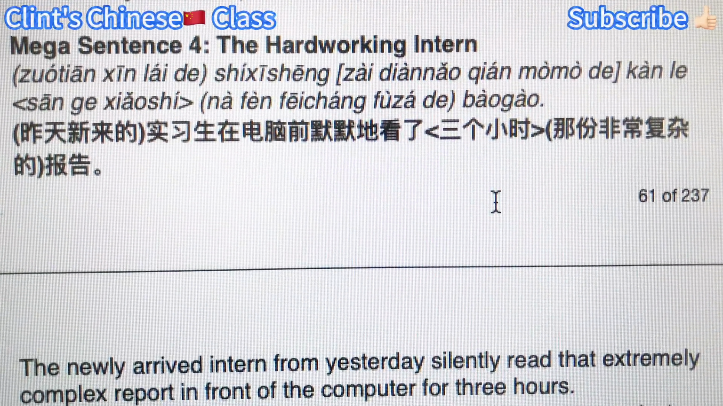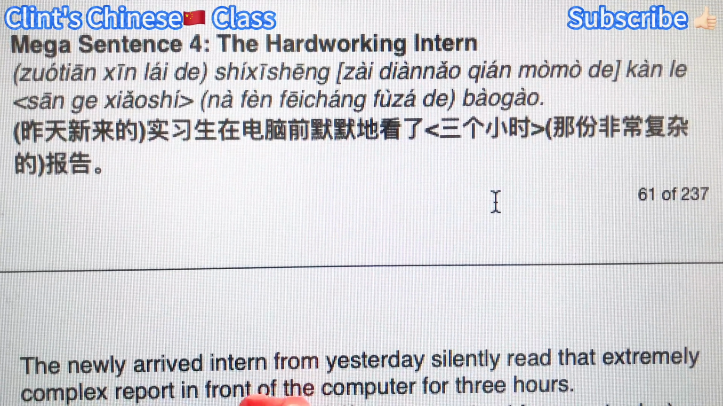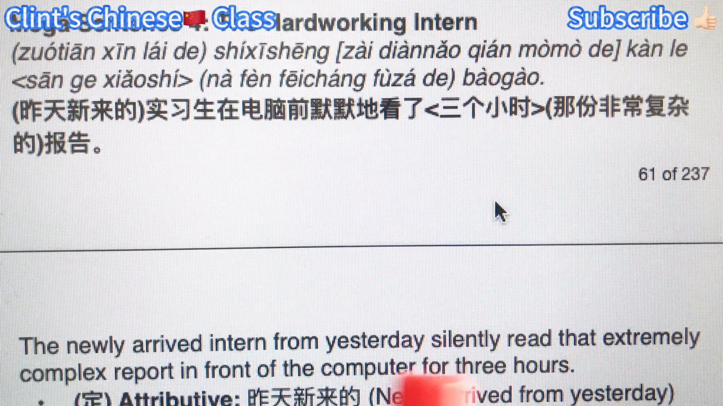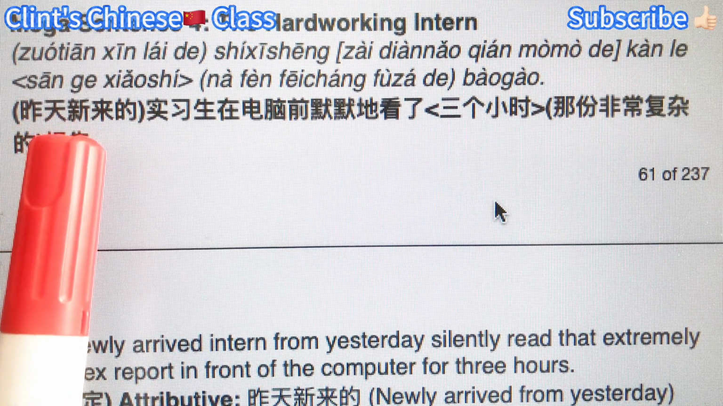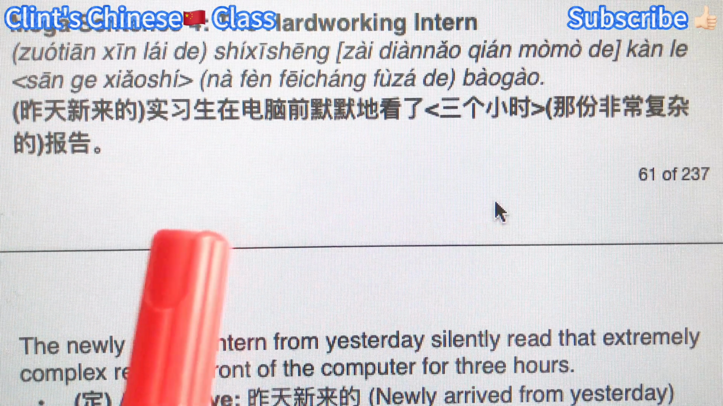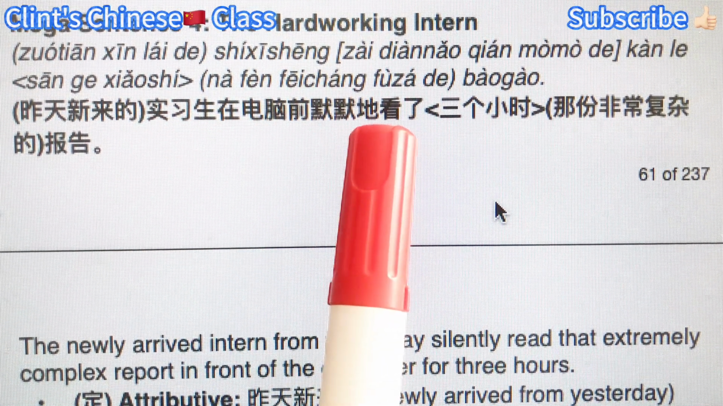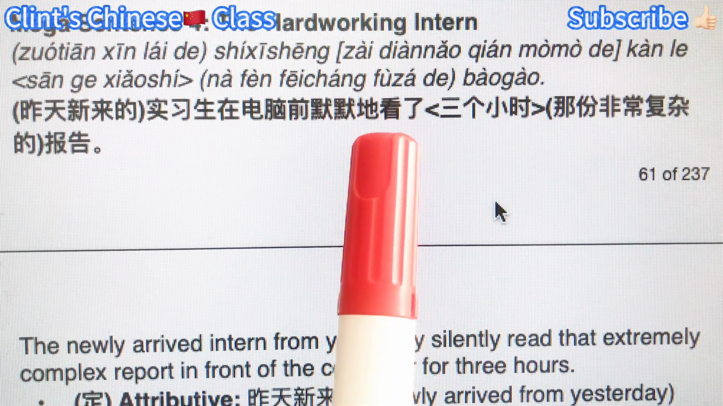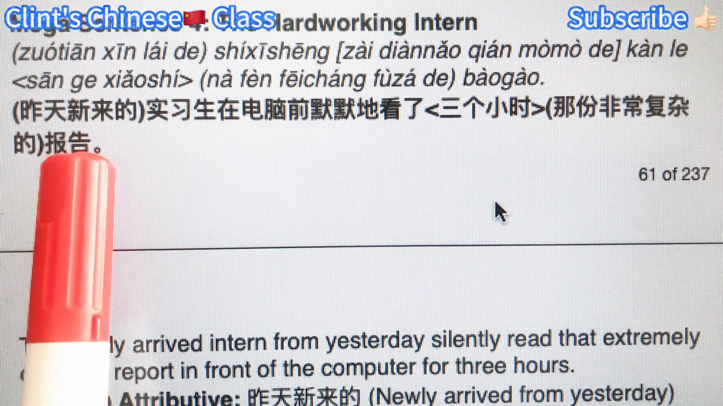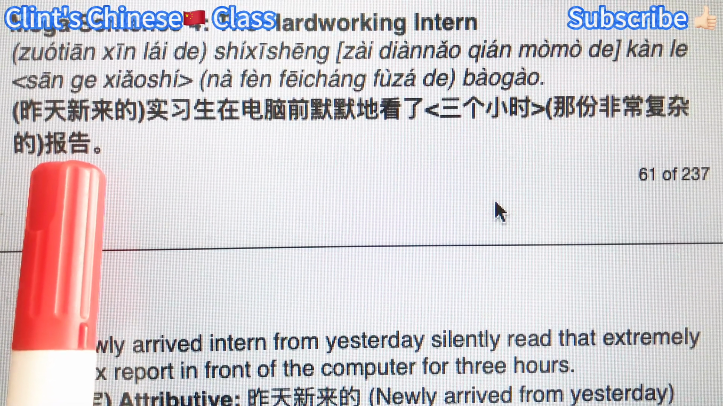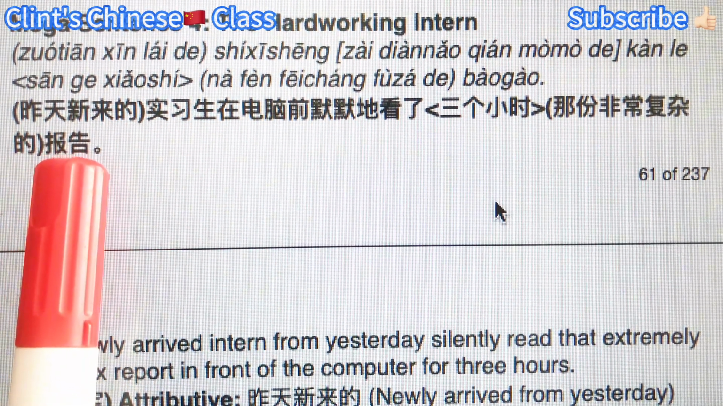And next sentence. The newly arrived intern from yesterday silently read that extremely complex report in front of the computer for 3 hours. Now it's a long sentence, but always find the subject, verb, and object. 实习生, intern. This is the subject. 看, the verb, which means look or watch or read. Okay. 报告 is the object, which is the report. So the intern read the report.